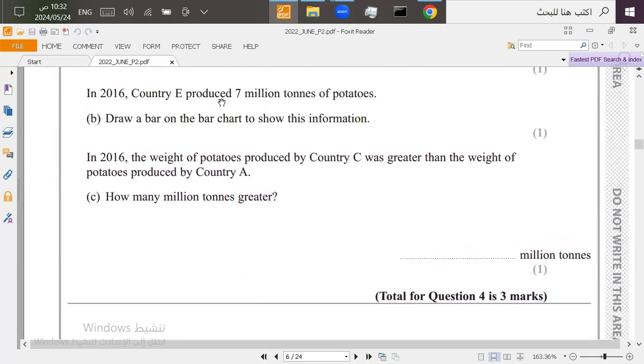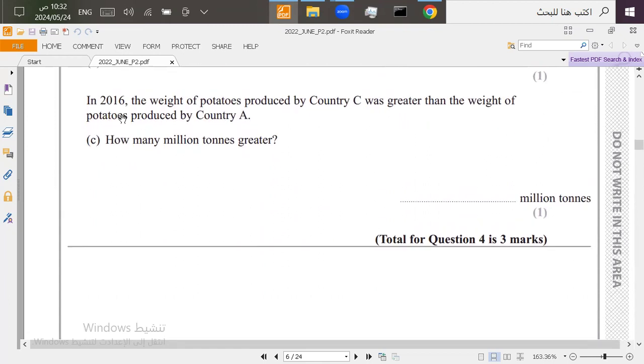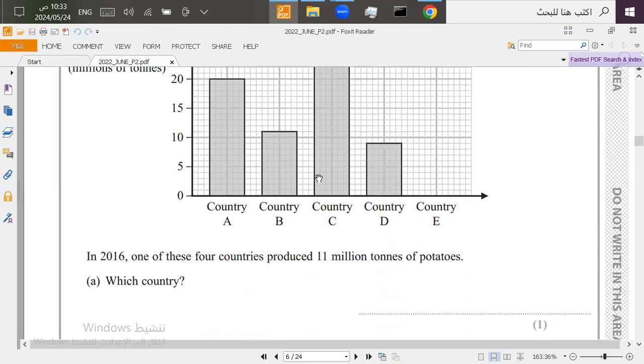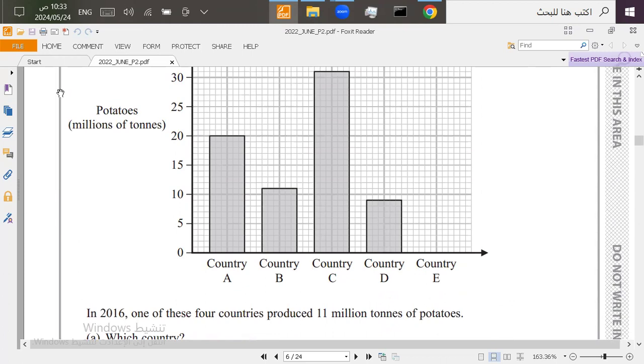Okay, we did the 7 million part. Now, in 2016, the weight of potatoes produced by country C was greater than the weight of potatoes produced by A. So C is bigger than A. How many million tons greater? So we're going to subtract them from each other to find out how many greater. So C and A, we know that C is 20 million. And I'm sorry, A is 20.